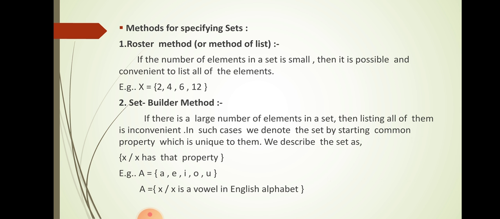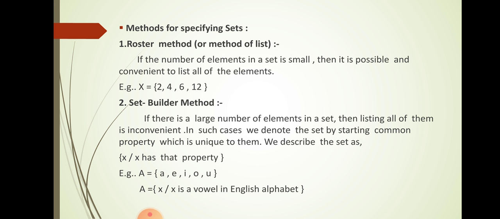Next we see the methods of specifying sets. The first method is the roster method, also called the method of list. If the number of elements in a set is small, then it is possible and convenient to list all of the elements. The elements of the set are listed one by one, placing commas between them, and are enclosed between curly brackets. For example, capital X is equal to the set {2, 4, 6, 12}.